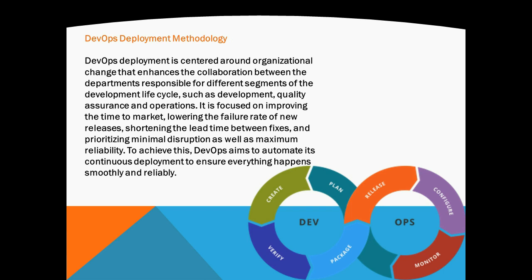It is focused on improving the time to market, lowering the failure rate of new releases, shortening the lead time between fixes, and prioritizing minimal disruption as well as maximum reliability. To achieve this, DevOps aims to automate its continuous deployment to ensure that everything happens smoothly and reliably. Companies that use DevOps have benefited by significantly reducing the time to market, improving customer satisfaction, improving product quality, and also improving the productivity and efficiency of their employees.